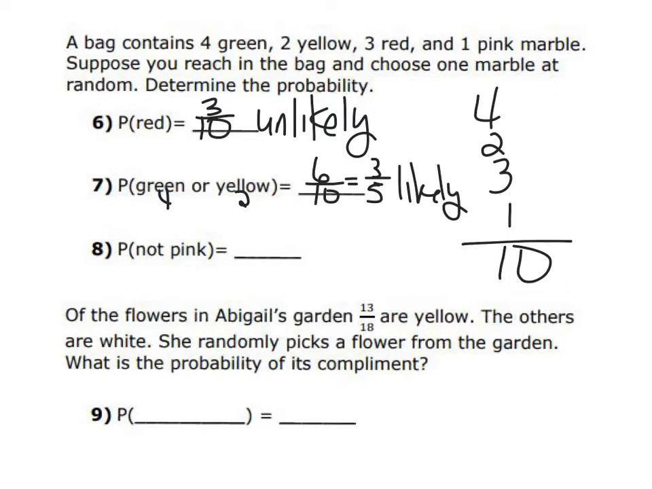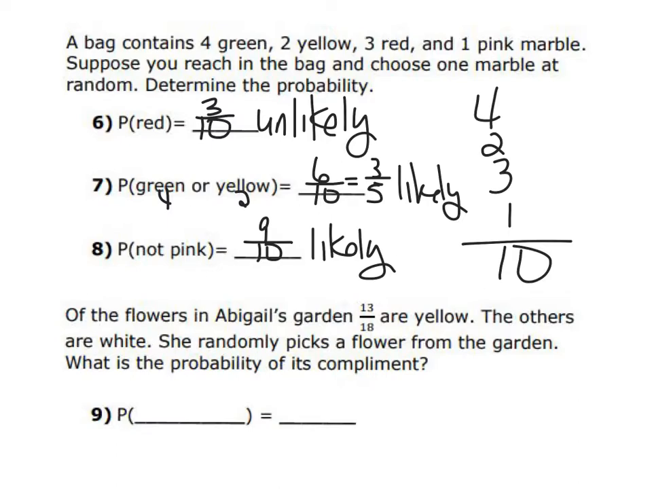The probability of not getting a pink marble. 9 out of 10, because there's only one pink one, right? So 9 out of 10. Is that likely or unlikely? And we're done with that. Any questions on that one?